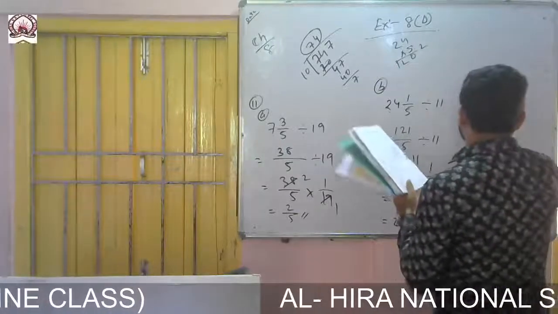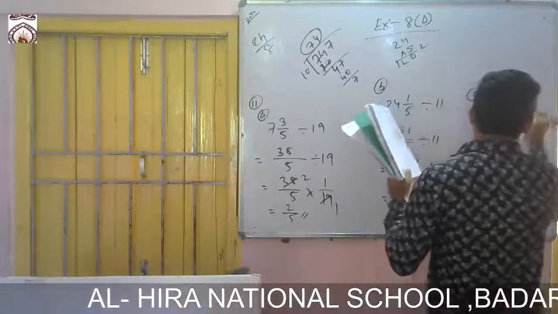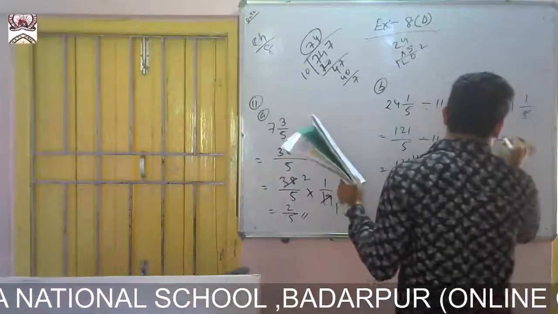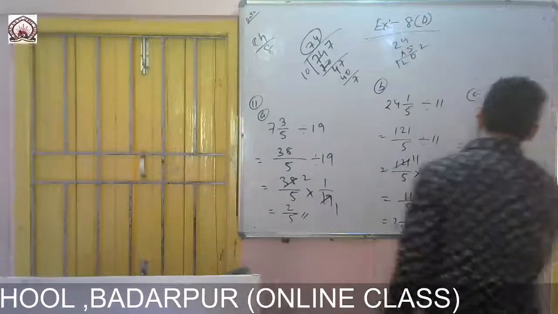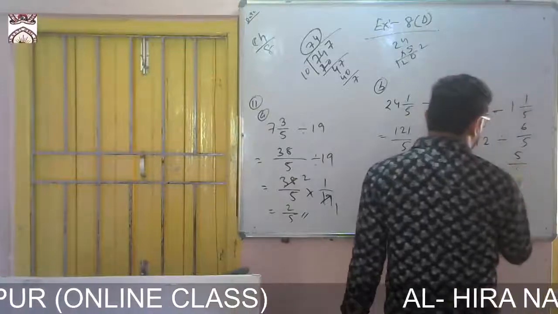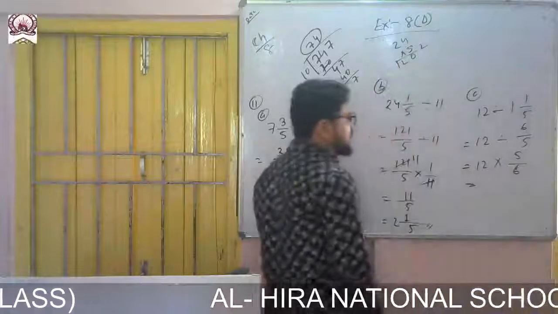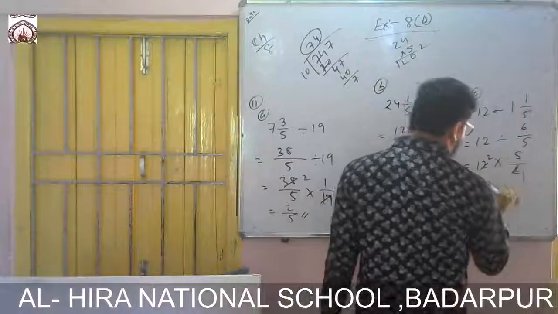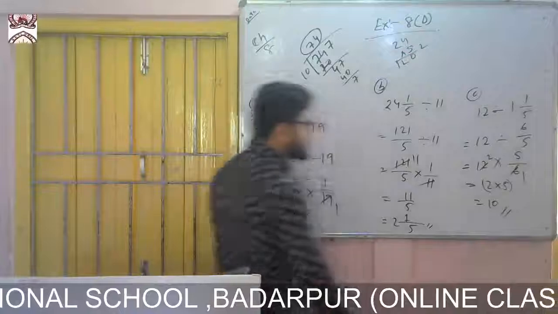Okay. Now come to C. C, what is there? 12 divided by 1 1 by 5. Okay. 1 1 by 5. So first break this one: 5 1s are 5 and 1, 6 by 5. Now 12 divided by 6 by 5, so 12 into 5 by 6. It will get interchanged, we will be taking the reciprocal of this one. Now cancel. 6 1s are 6, 6 2s are 12. So remain 2 into 5, it is 10. So 10 is the required answer.